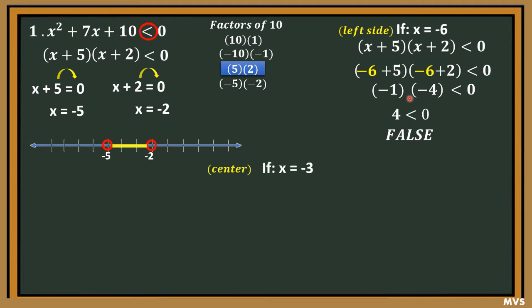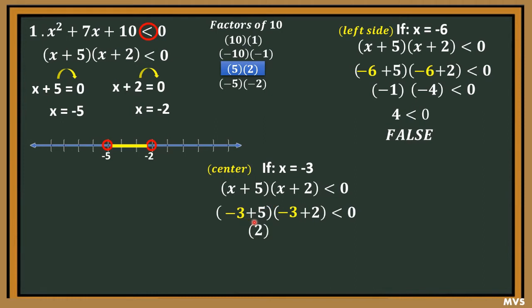I'll choose negative 3. Then factor form, x plus 5 and x plus 2 is less than 0. By substitution, your x is negative 3. Copy plus 5, x is negative 3. Copy plus 2, copy less than 0. Then simplify it. Negative 3 plus 5, positive 2. Negative 3 plus 2, negative 1. Just copy less than 0.